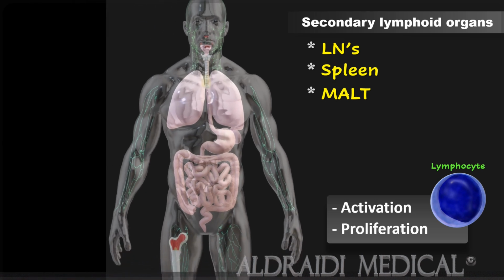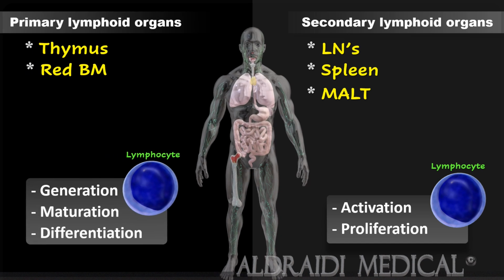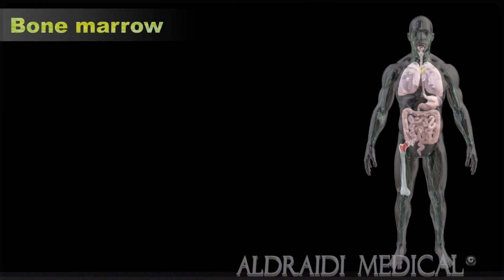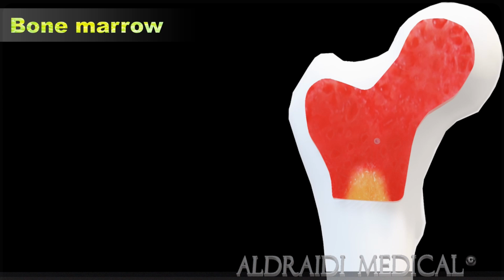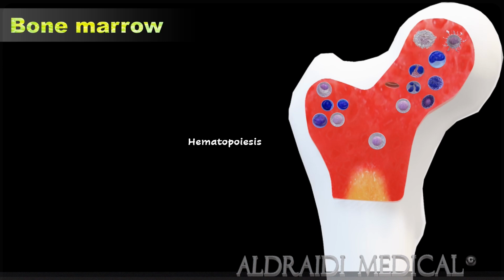Now we'll have a couple of words on each one of these organs to learn their main role in the immune system. Let's start with the primary lymphoid organs, beginning with the red bone marrow. The bone marrow is the site of hematopoiesis that gives rise to all the formed elements of blood, including the leukocytes, which play an essential role in the immune system.